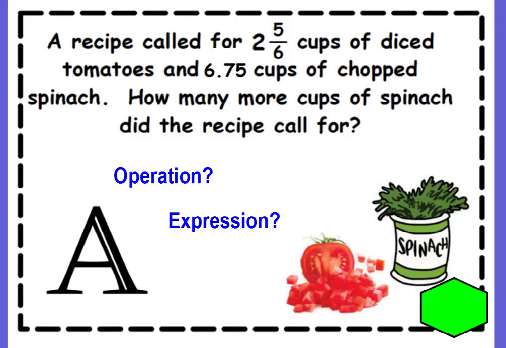Okay, let's get started. Problem A. A recipe called for 2 5/6 cups of diced tomatoes and 6 7/5 cups of chopped spinach. How many more cups of spinach did the recipe call for? So the first thing I want you to do is think about your operation. Where are the clue words that are going to tell you if you're going to add, subtract, multiply, or divide, and then write your expression.